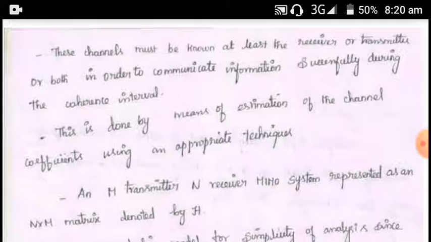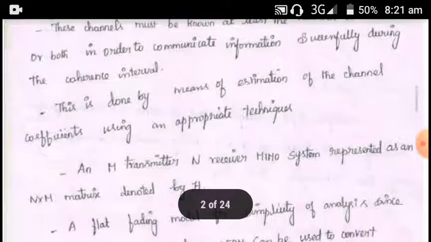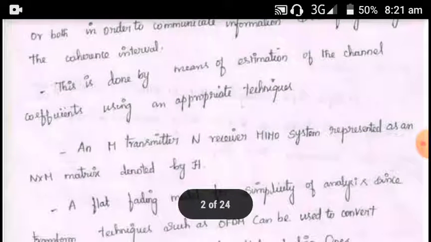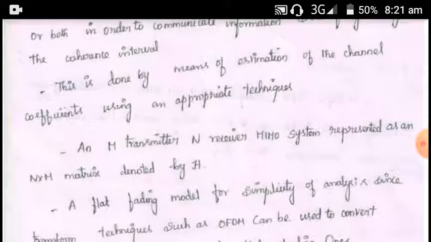This can be done by means of estimation of the channel coefficient using appropriate techniques. We all studied the channel coefficient in the last chapter, right? Based on that channel coefficient, all of this will be done. That is, the channel knowing the transmitter as well as the receiver, or both, will be done by means of estimation of the channel coefficient using an appropriate technique.